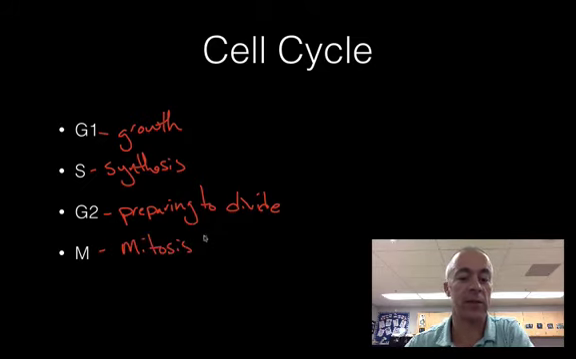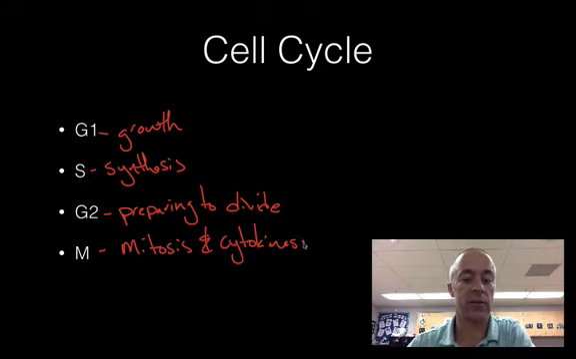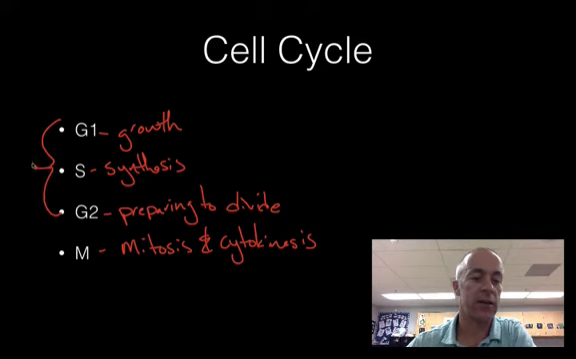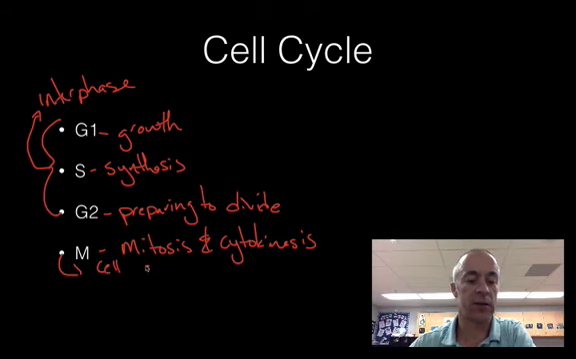But again, it's mitosis and cytokinesis. The two of those together make up cell division. So all of these first three phases right here, these are what we collectively call interphase. And then the M phase is, of course, cell division, which consists of mitosis and cytokinesis.